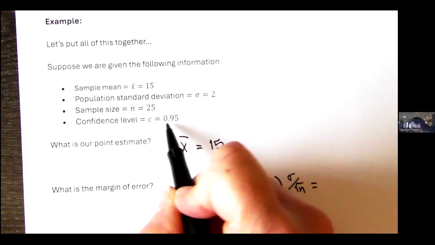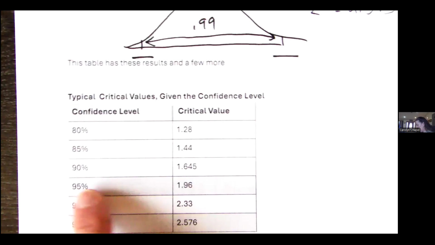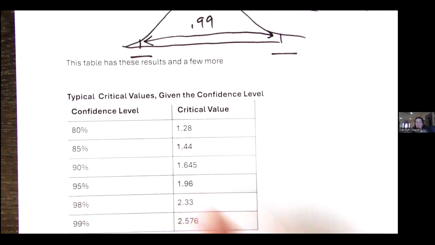So we have a 95% confidence interval. So we need our Z star for the 95%, which we just found, to be that 1.96. So I went back to the previous table and I pulled off that 95% and got that 1.96, just pulled it right off from there.